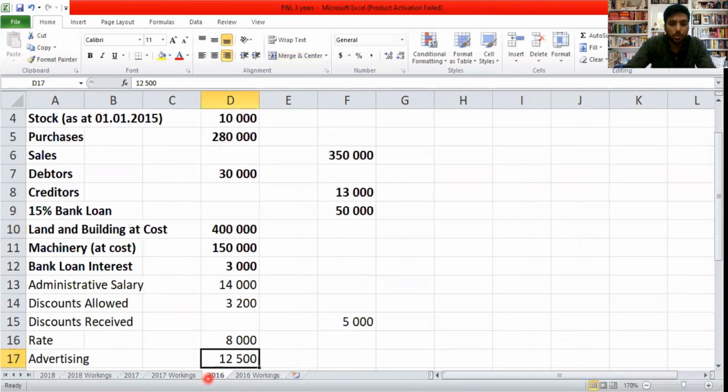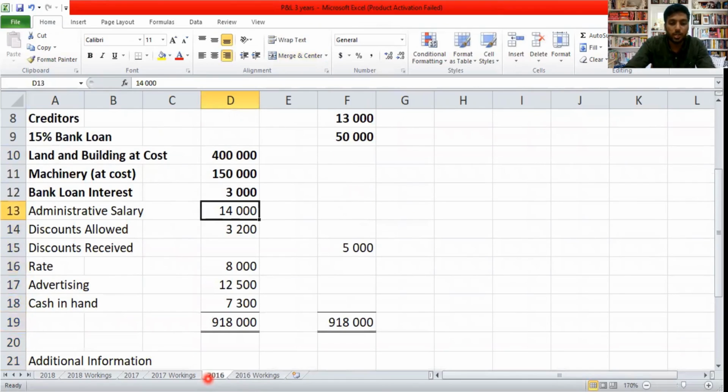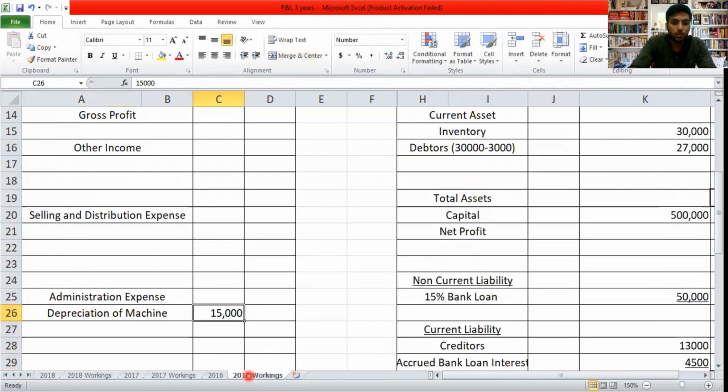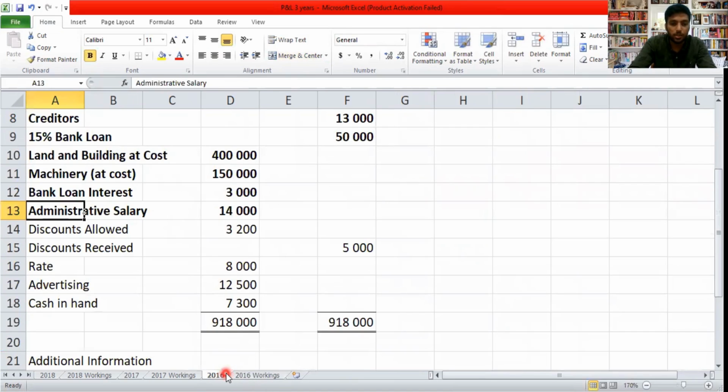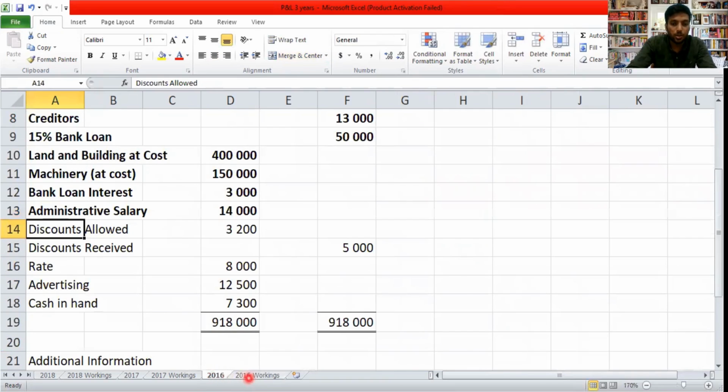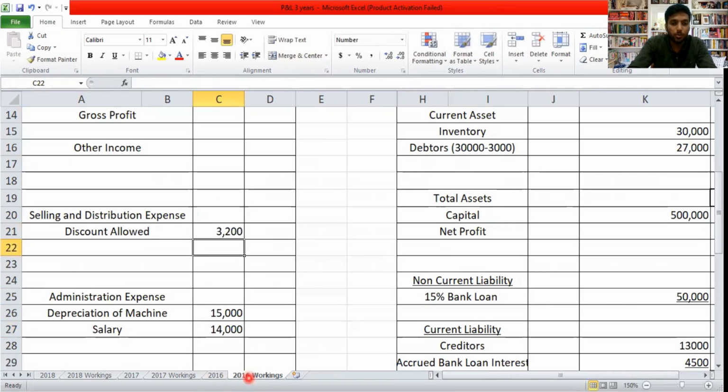I think we have a few more things to record. These things, administrative salary, I can consider it as salary. So that's 14,000. That's under administration expense. Then I have 2016 discount allowed 3,200. I will move on to selling and distribution. Discount allowed. What is the amount we should record? 3,200. I forgot to record one more thing, bad debts, which we already recorded under the information. 3,000, I record here also. So I record that also.